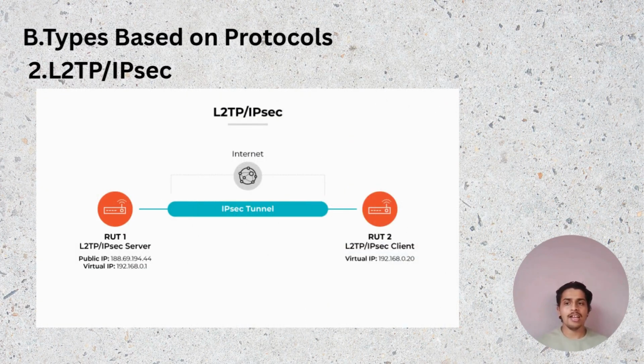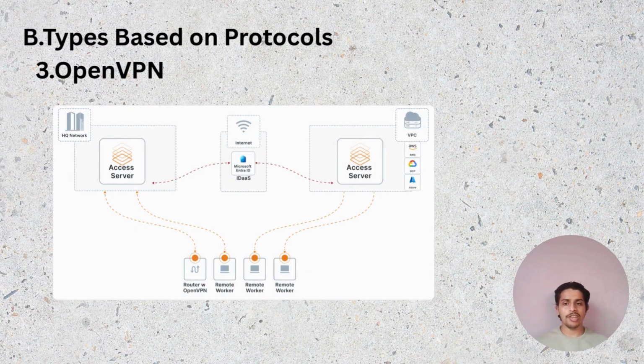Then we have L2TP/IPsec. It combines L2TP tunneling with IPsec encryption, which improves security but it can add performance overhead. Then we have OpenVPN. It is an open source protocol that uses SSL/TLS for encryption and it is widely adopted because it provides strong security and flexibility.